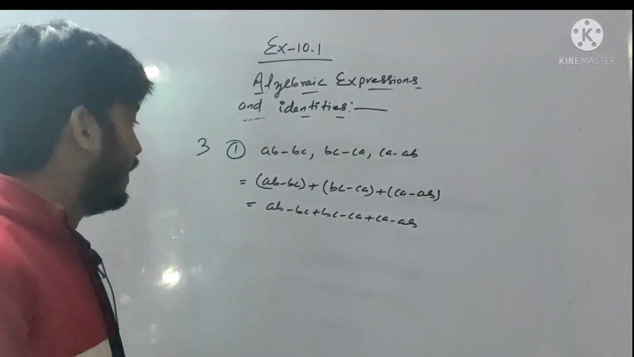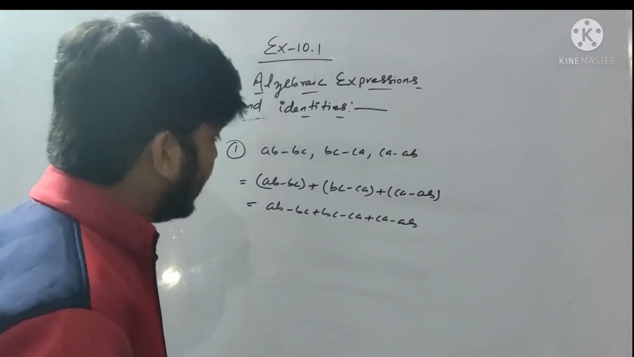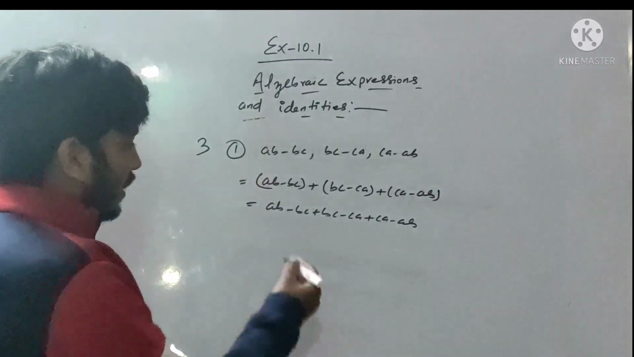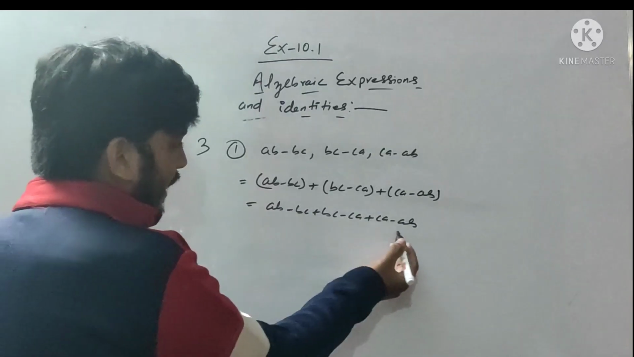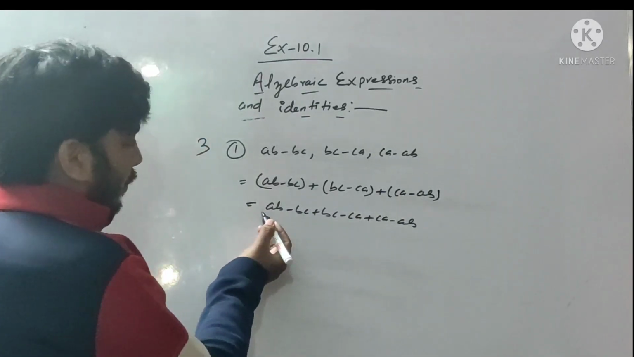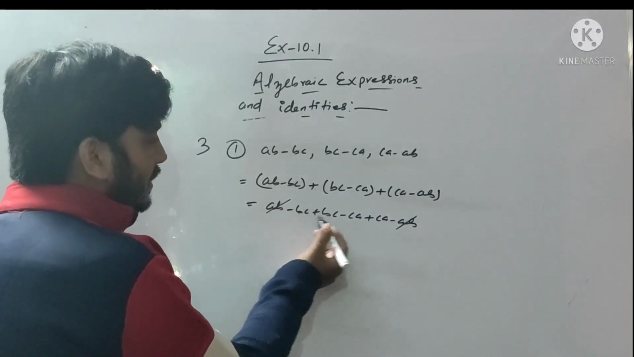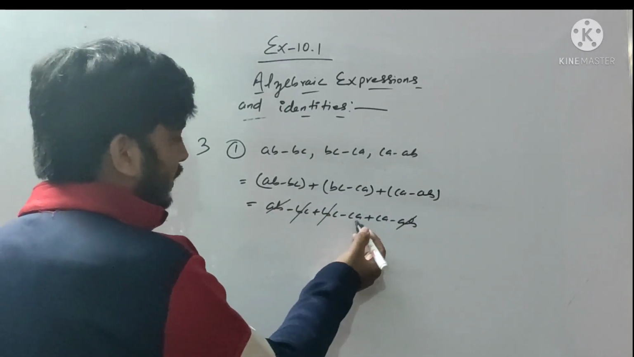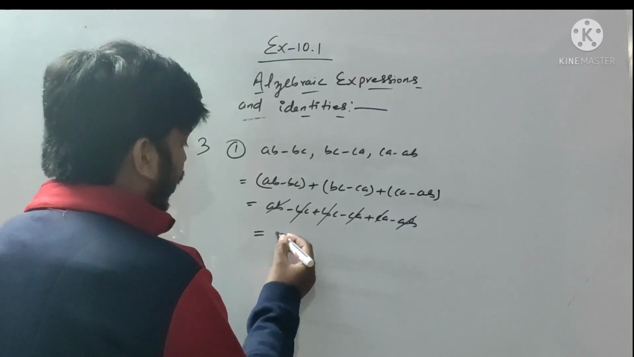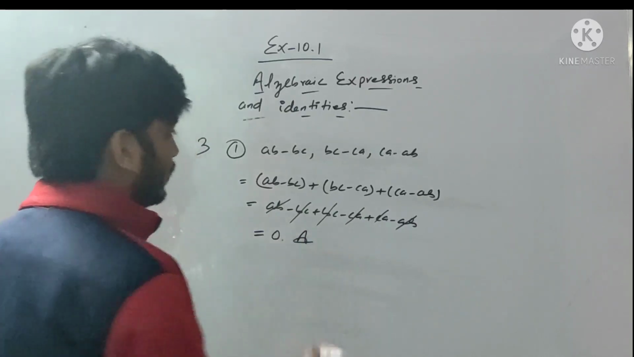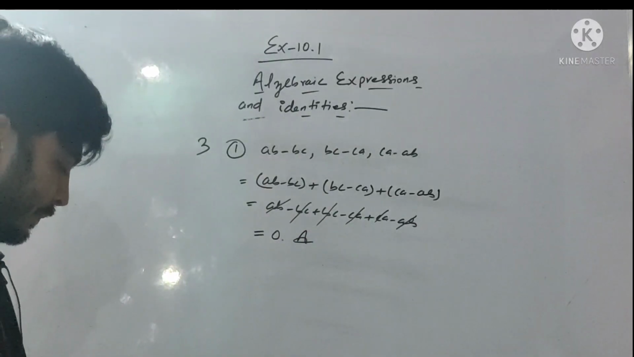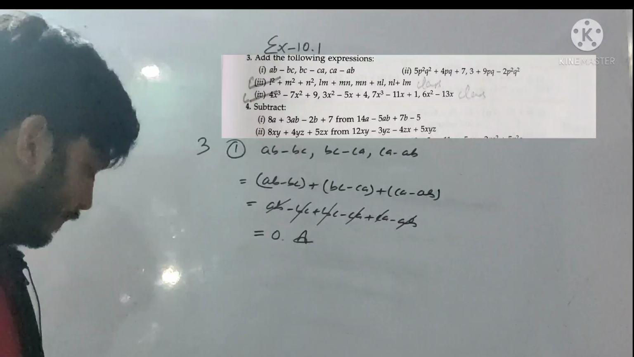Now here we have to see the similar identities, meaning like terms. So AB here and AB here is the like term. This is plus, this is minus, so this will be cancelled out. Similarly, BC plus minus, CA plus minus. So after all the calculation, it will become 0. Okay. Now here question number 2.